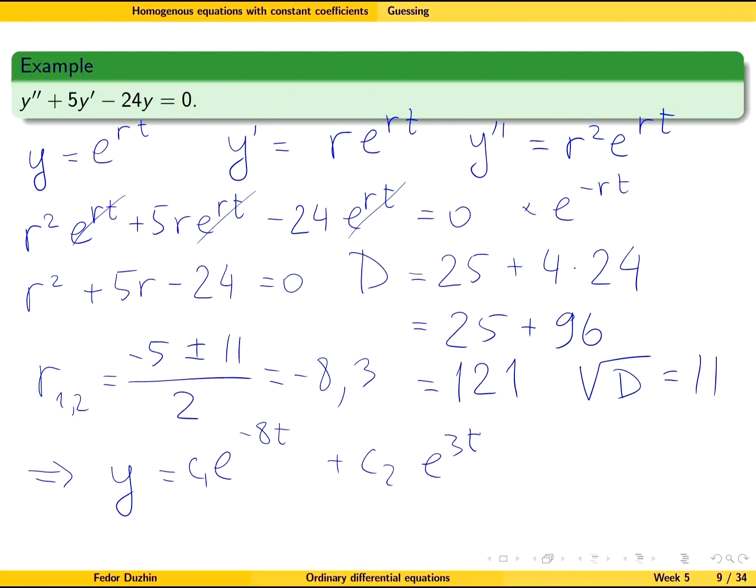exist, and if this differential equation has a solution of the form e to the power rt, this happens if and only if r satisfies the algebraic equation r squared plus 5r minus 24 equals 0, and there are just exactly two values of r that do that, which are minus 8 and 3.